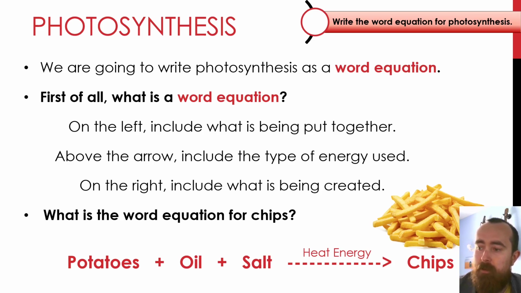Now the reason we have an arrow instead of an equal sign, I often see people putting down an equal sign instead of an arrow in a chemical equation like this. That's to indicate that the reaction would occur in only one direction. So we take potatoes, oil and salt, we put them together with a bit of heat energy and we make some chips. But while we can turn raw potatoes into chips, we can't turn chips into raw potatoes. So the arrow tells us that the direction of the reaction is irreversible. We can't go the other way.